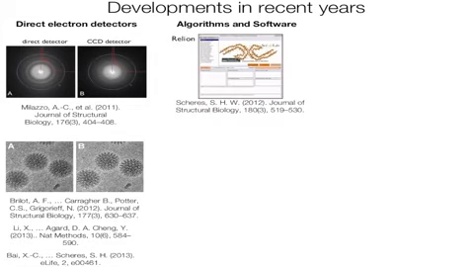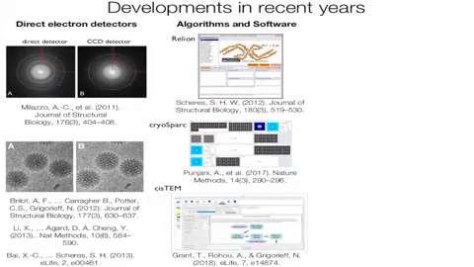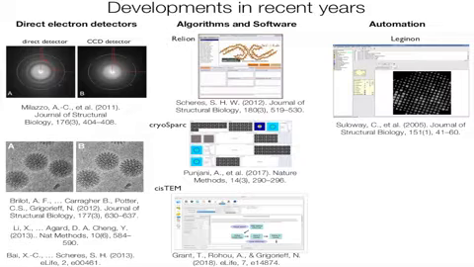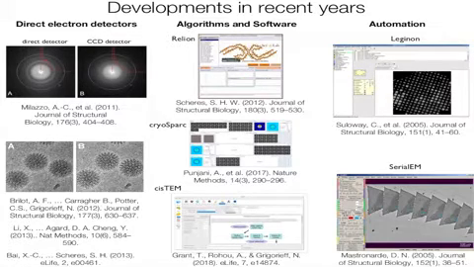Algorithm development has played a huge role. Software such as RELION, cryoSPARC, and cisTEM have really revolutionized how much we can extract out of noisy cryo-EM images. And finally, automation also played an important role. Software such as Leginon and SerialEM have allowed us to acquire really huge data sets. And this is necessary not only for pushing resolution, but for making sense of increasingly more challenging and heterogeneous samples.